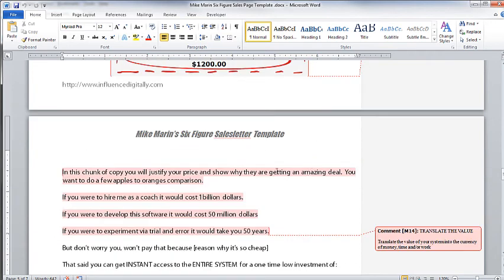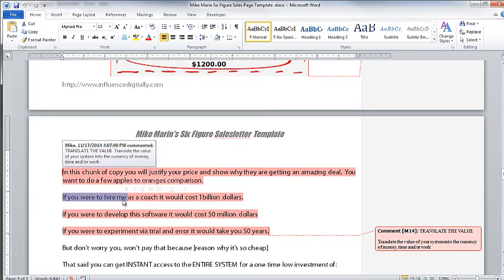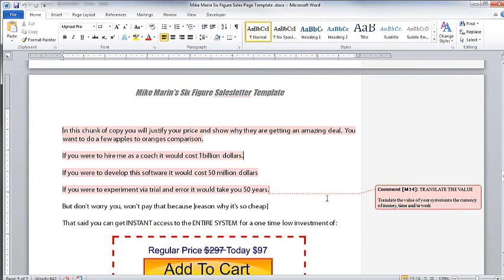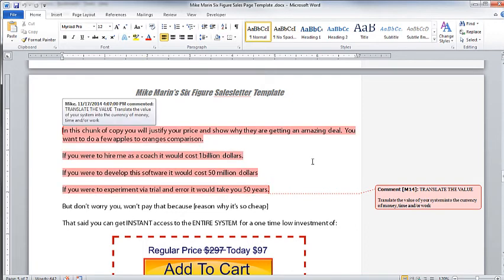We're also comparing apples to oranges. You want to compare the cost of your coaching to information. It's not the same thing, but if you were to hire me as a coach, it'd cost $1 billion. If you were to develop this software, it'd cost you $50 million. And this has to be real too. You can't just make this stuff up. I'm just doing it for fun in here. But if you experiment via trial and error, it would take you 50 years. So you want to translate the value by the currency of money, time, and work.